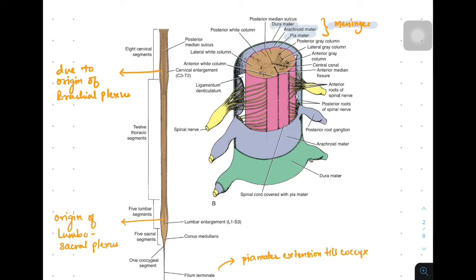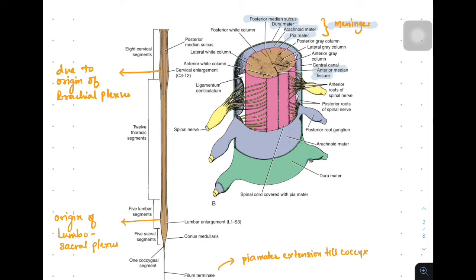In the spinal cord, on the anterior side, we can see a central anterior median fissure, which runs all along the spinal cord till the end. And on the posterior side, we can see a sulcus, which is called the posterior median sulcus. So grossly, we can see all these features on a spinal cord.